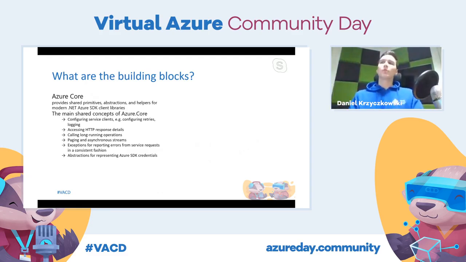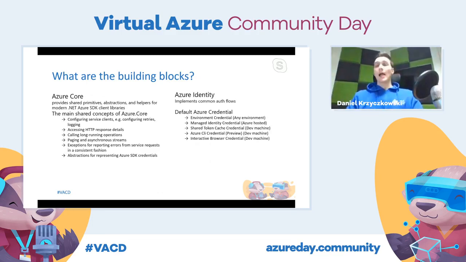Also, Azure Core provides a cool feature which enables you to access HTTP response details, and not only responses, but also requests. We can also see here some cool features related to long-running operations, paging, and asynchronous streams, of course, which is a cool new feature in C#. But the most important thing here, I think, is related to exceptions, because right now in Azure Core there are exceptions for reporting errors from service requests in a consistent fashion. So you can be sure that whether you use the Azure Key Vault SDK or the Azure Event Hub SDK, you can easily access exceptions and information inside them. So it's much easier to see what happened. And of course, Azure Core provides some abstractions for representing Azure SDK credentials, which is a really cool feature in the new Azure SDK, and I will show you that in a minute.